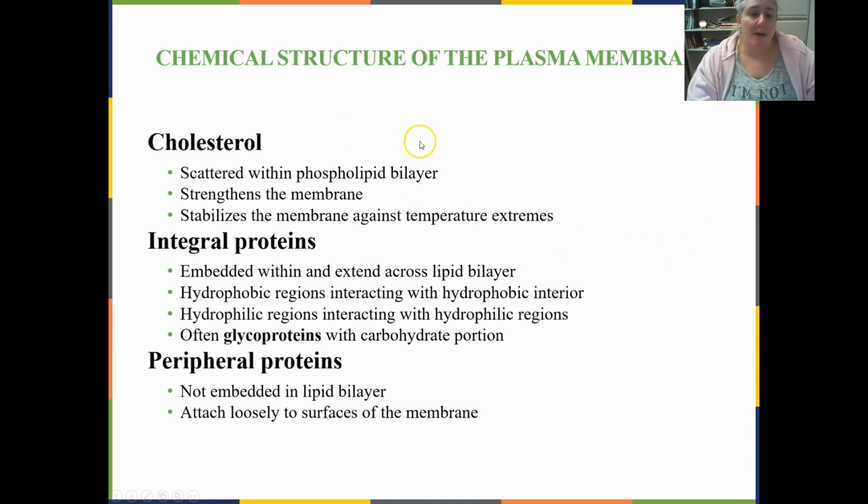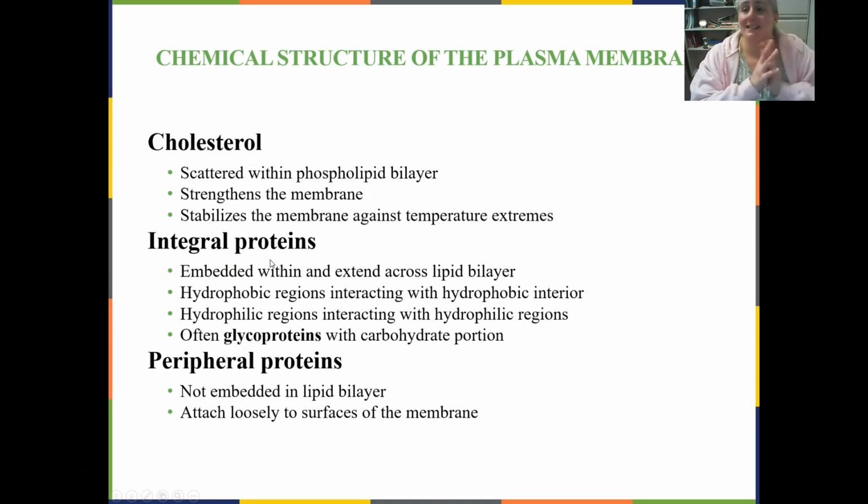Within that plasma membrane, we also have another lipid molecule called cholesterol. Cholesterol is an important molecule in strengthening and stabilizing the plasma membrane, specifically against changes in temperature. So that membrane is a very fluid membrane, but cholesterol helps to maintain its integrity.